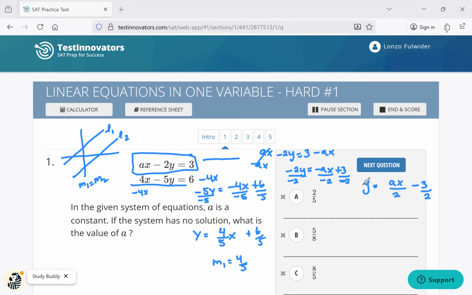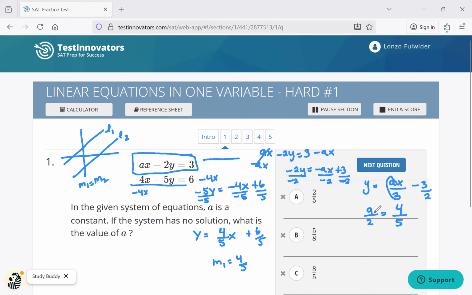Okay, so my slope is a over 2, right? It's always the number in front of the x. So we don't know what a is, but we can find it. So a over 2 should equal the slope of m1, which is 4/5. There we go. That's much easier.